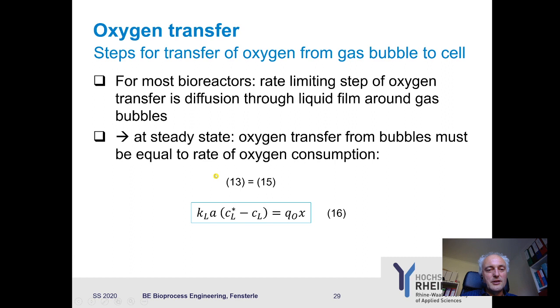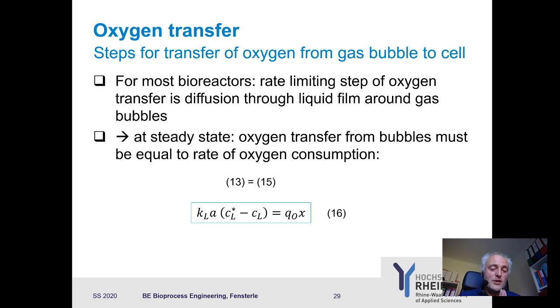That's what I said, just in written form. Again, the rate limiting step is the diffusion through the liquid film around the gas bubble. And at steady state, the oxygen transfer from bubbles must of course be equal to the rate of oxygen consumption. If we don't have a change in the oxygen concentration in our bioreactor, this means that growing cells consume the same amount of oxygen which is transferred from the gas bubbles into the liquid phase. So we can simply put these equations in, and equation 13 and 15 must be equal.